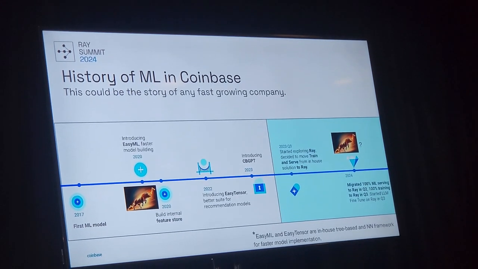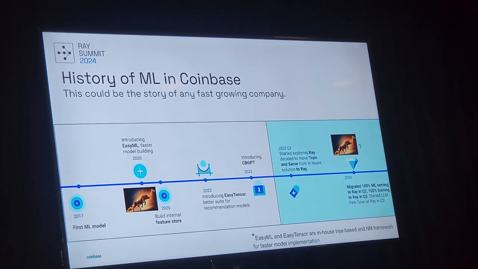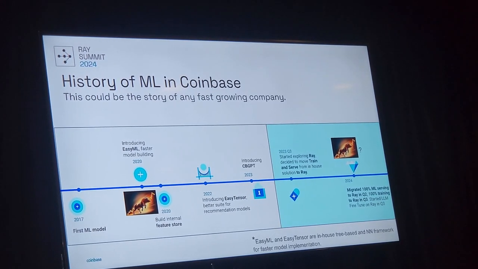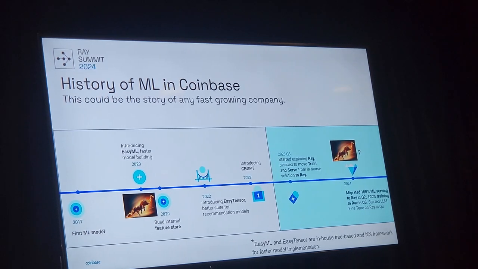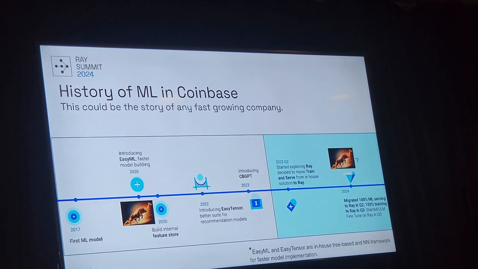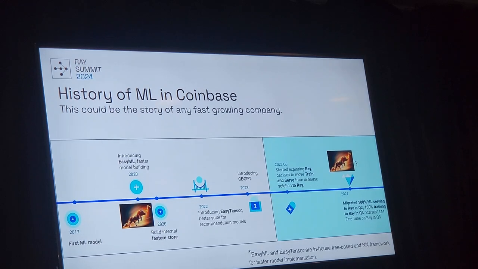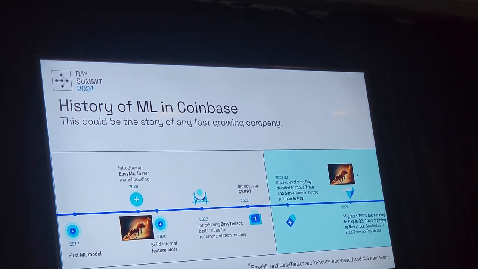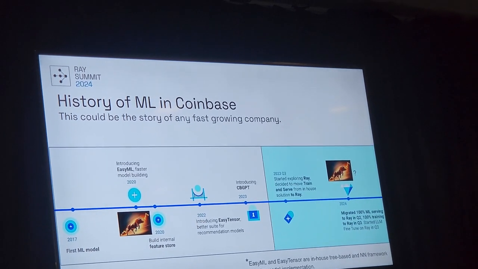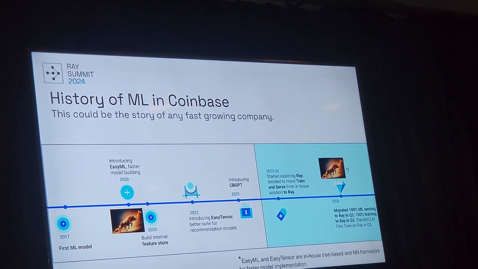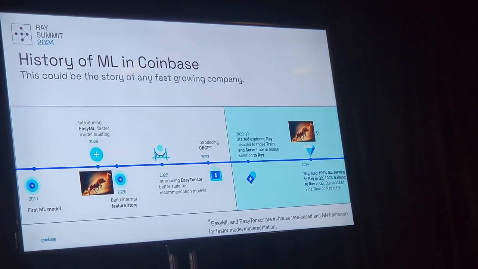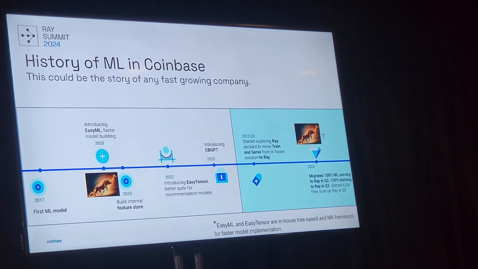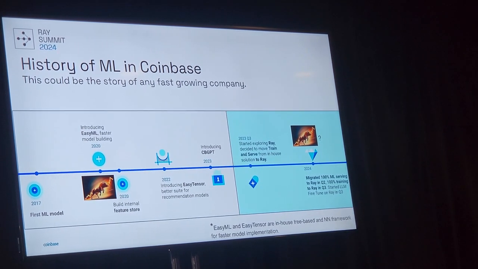Let me give you a short history of machine learning at Coinbase. It's probably the story of any fast-growing company. We started with our first machine learning model in 2017, the ATO user risk model, which is about whether you should transfer money to a suspicious user. Then in 2020, the last bull run, we introduced a package called EasyML, which helps our machine learning engineers build models faster.